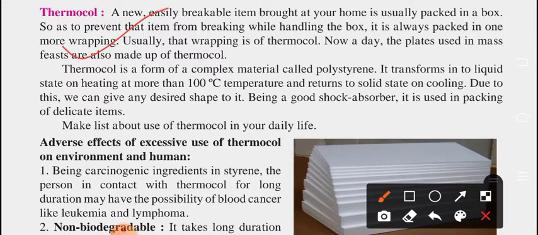Thermocol is a form of complex material called polystyrene. In the thermocol, there is a specific material, and that material is polystyrene. It transforms into liquid state on heating at more than 100 degrees Celsius temperature. It melts after 100 degrees Celsius and returns to solid state on cooling. Due to this, we can give any desired shape to it.